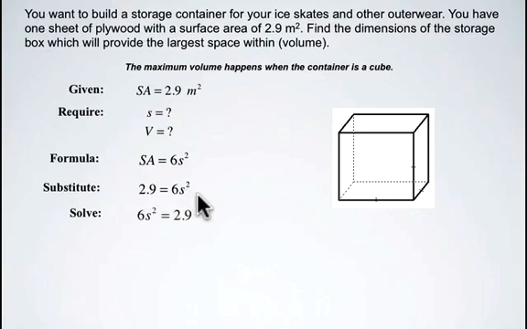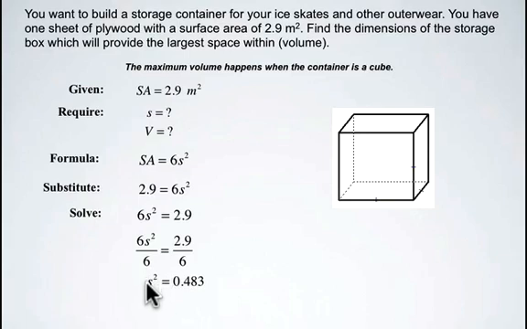We're going to rearrange this and solve it. And to do that, we need to divide both sides of the equation by 6. What this will do is give us s squared all by itself. These 6's will cancel out on the left-hand side, and 2.9 divided by 6 gives us 0.483. Now that's for s squared.